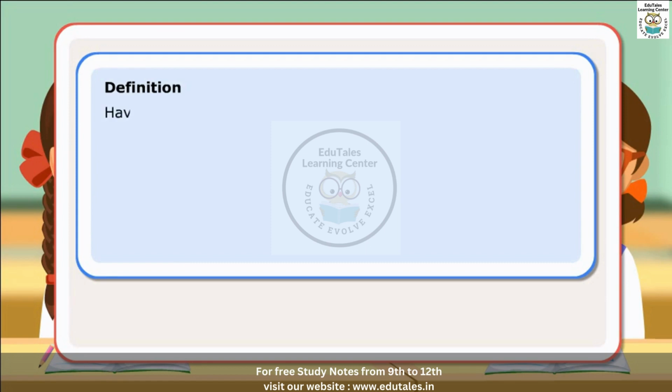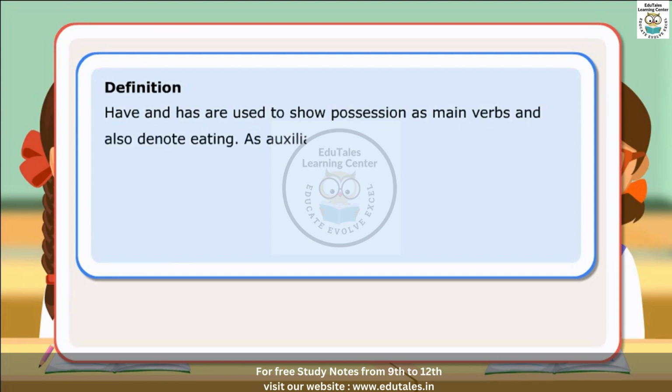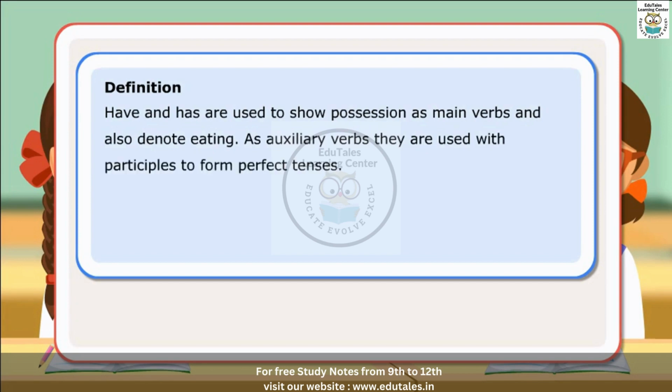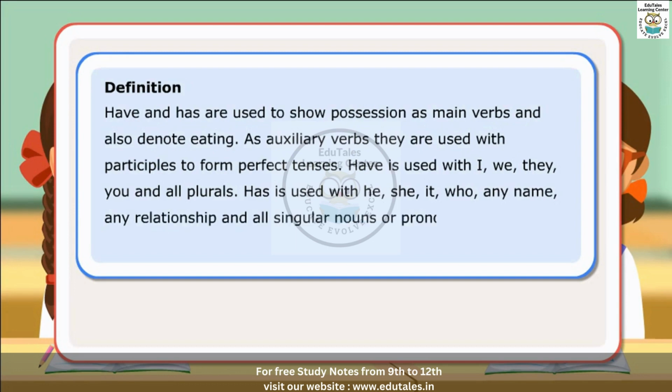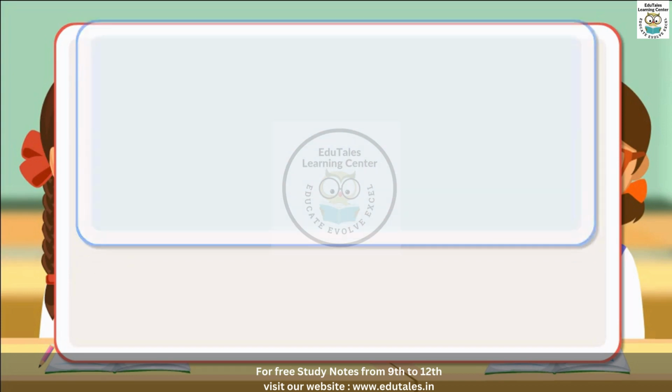Definition. Have and has are used to show possession as main verbs and also denote eating. As auxiliary verbs, they are used with participles to form perfect tenses. Have is used with I, we, they, you, and all plurals. Has is used with he, she, it, who, any name, any relationship, and all singular nouns or pronouns. Both have and has denote present tense. Let us look at a few sentences.